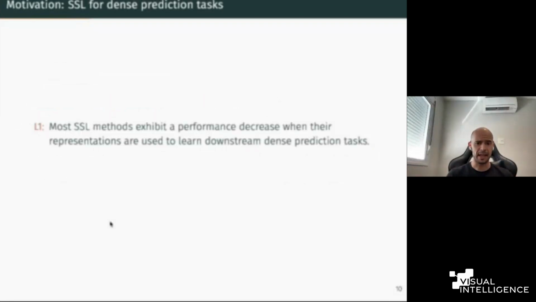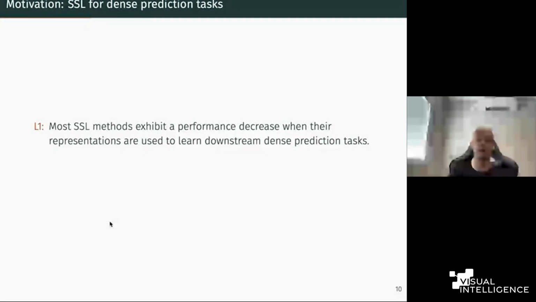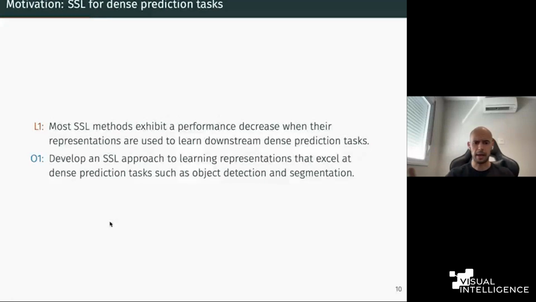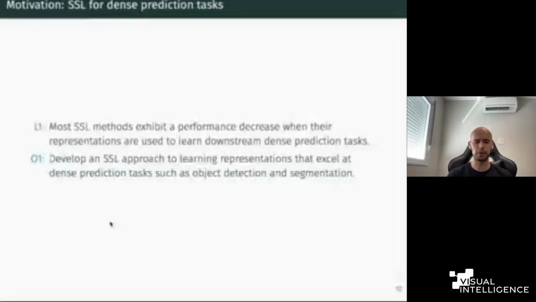So to begin, let's start with the first one. The first one is this claim that most SSL methods exhibit a performance decrease when their pre-trained representations are used to learn downstream data prediction tasks. So we set out to come up with an approach that better trades off classification at a coarse level with tasks that require dense prediction.